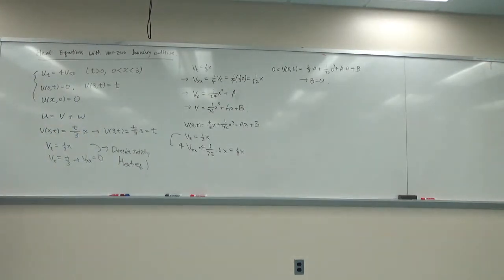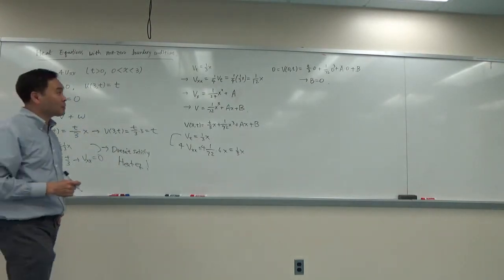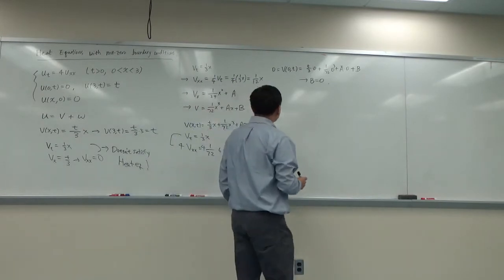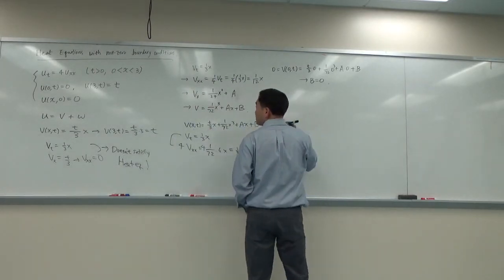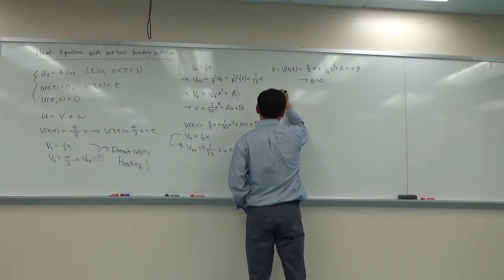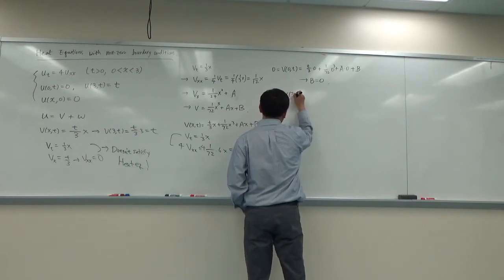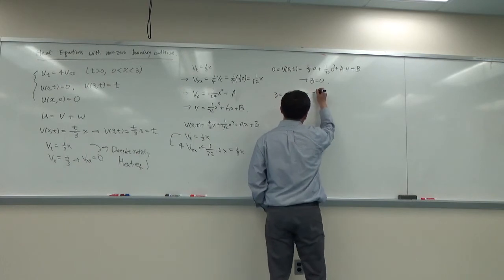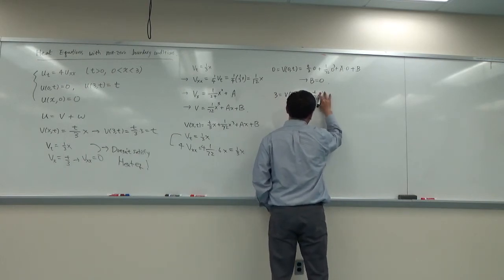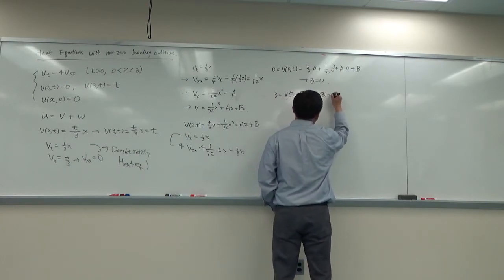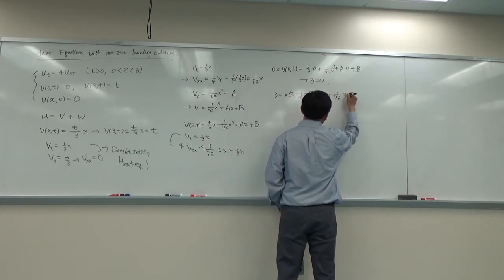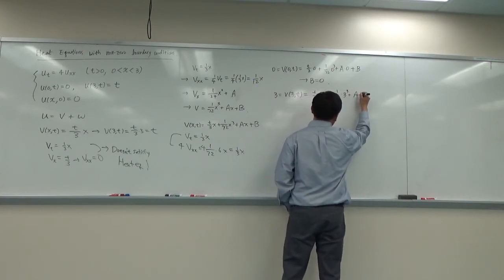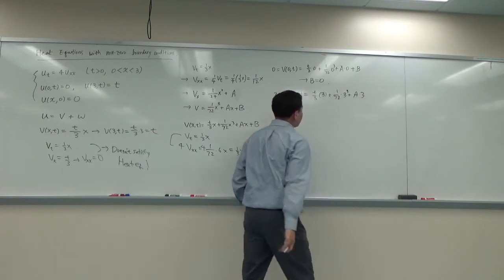Good? All right. And then what about v of 3t equals t? So I need 3 to equal v of 3t. And t over 3 times 3 plus 1 over 72 times 3 cubed plus a times 3. B is 0, so we don't care.